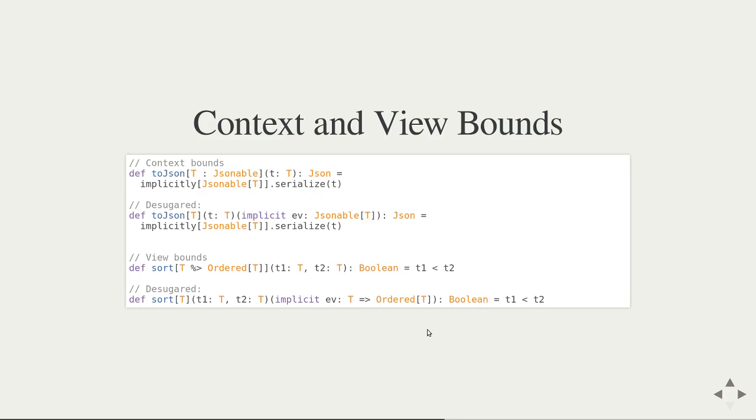So that implicit, the EV, it doesn't actually use that implicit. It does. Oh, it does use it?